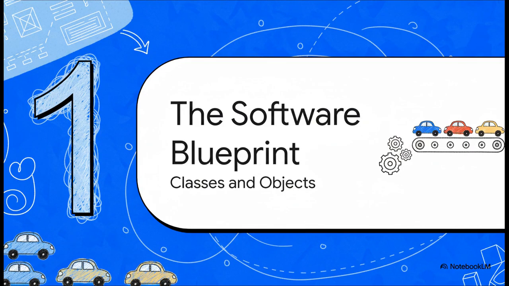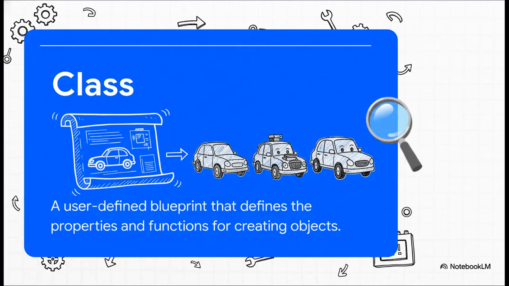So to really get a grip on OOP, you've got to start with its two most fundamental building blocks. We're talking about classes and objects. This is basically where we learn to read the software blueprint. Okay, so first up is the class. The best way to think about a class is as a blueprint. Super important. It's not the thing itself, but the idea of the thing. So if we were in a car factory, the class is the master design schematic. It's the document that details exactly what a car is, what it has, like wheels and an engine, and what it does, like accelerate and brake.